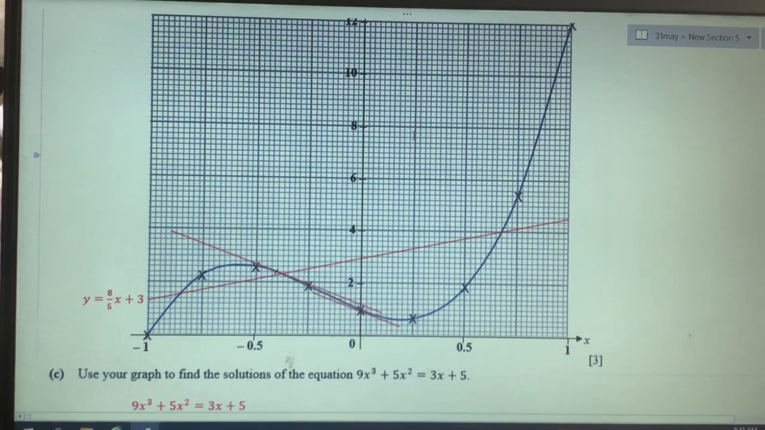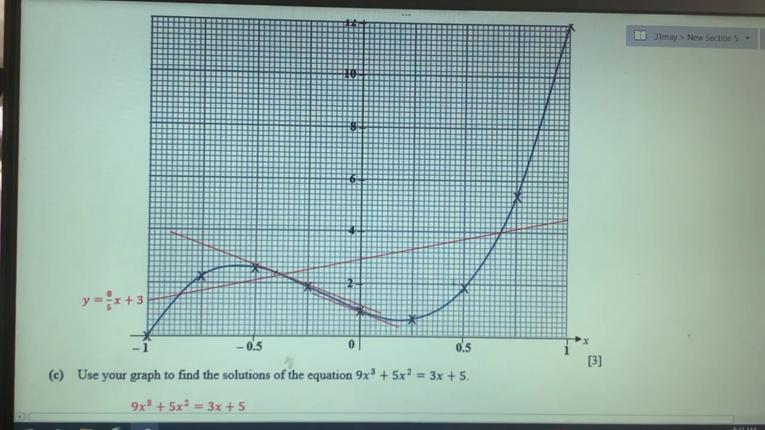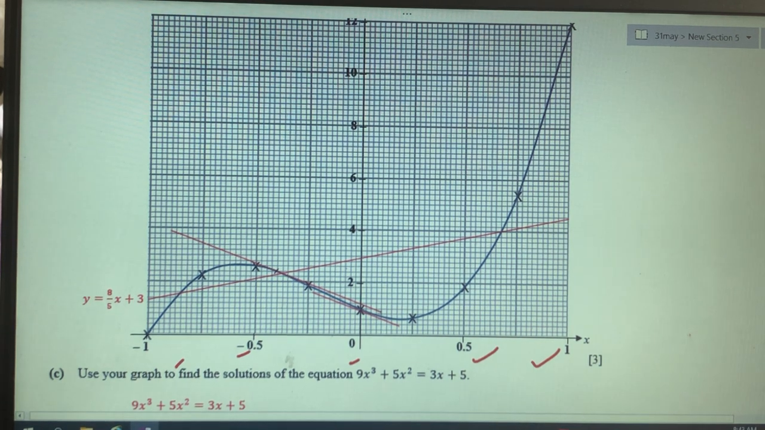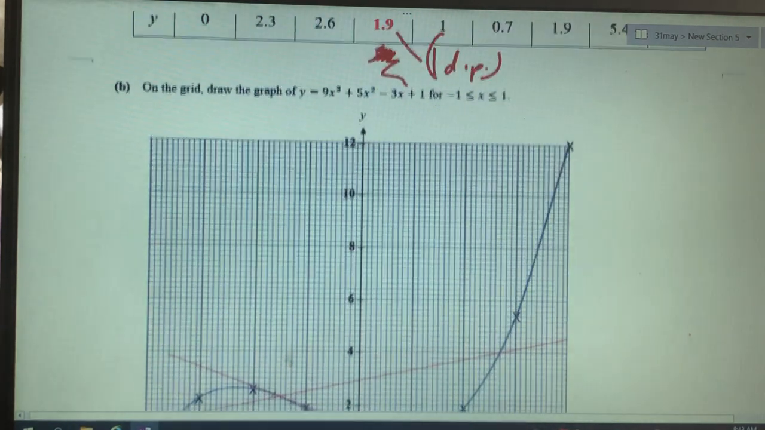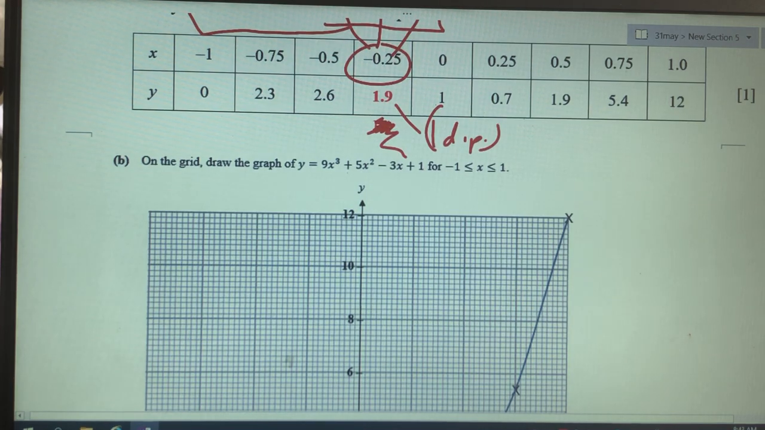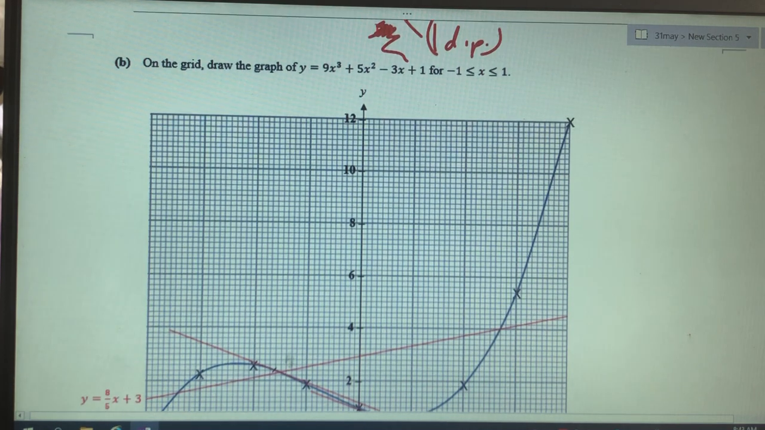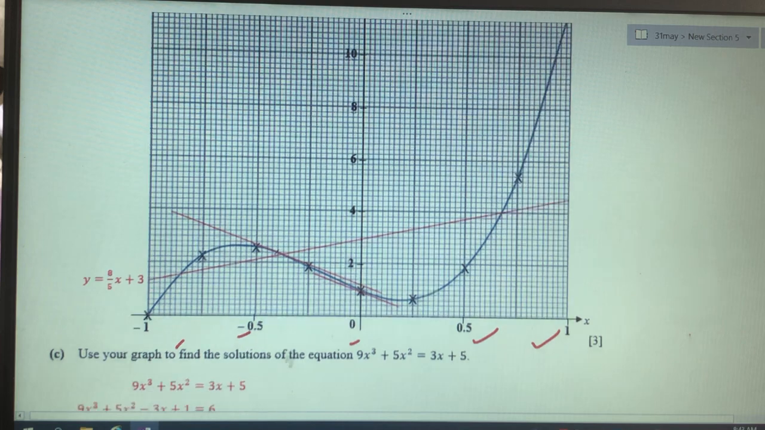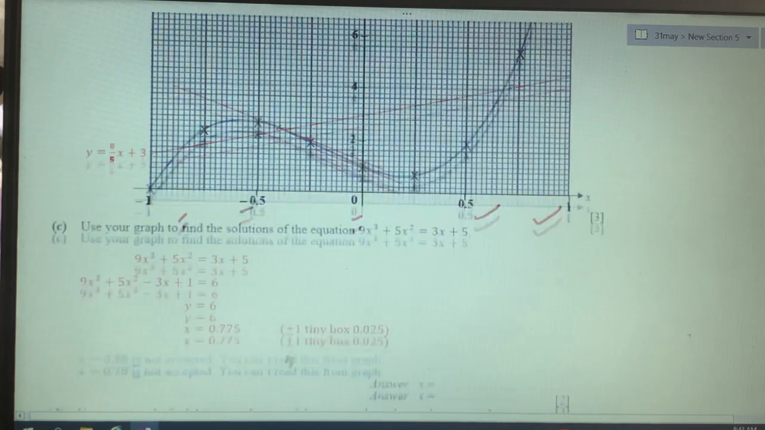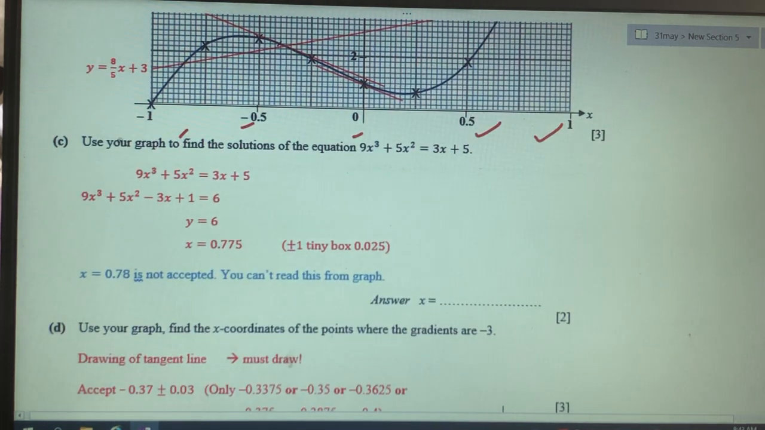Now the next part. In your syllabus, they are very nice to you, they draw everything for you, the axis, everything labeled for you. Then what you need to do is just draw a smooth curve for them. They expect you to draw a smooth curve because everything has been drawn for you already. And next, use your graph to find the solutions. Now, the key words here are use your graph.